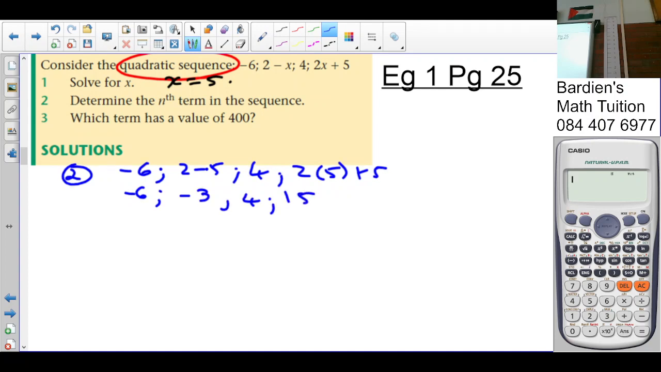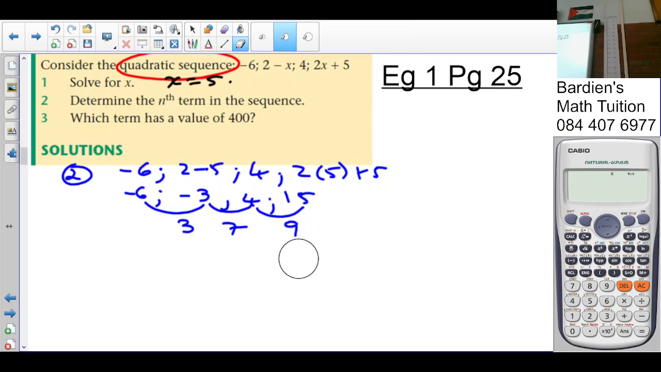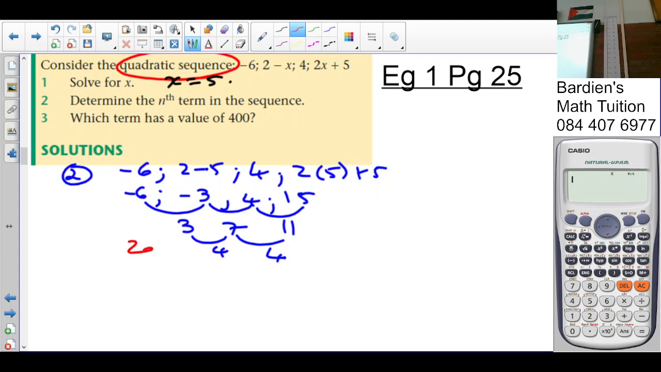As you can see here, for the first difference you're adding 3, then you're adding 7, then you're adding 11. So the second difference is going to give us 4. As you can see, there's a second common difference. So on the side we write 2a, 3a plus b, a plus b plus c, from the bottom up.